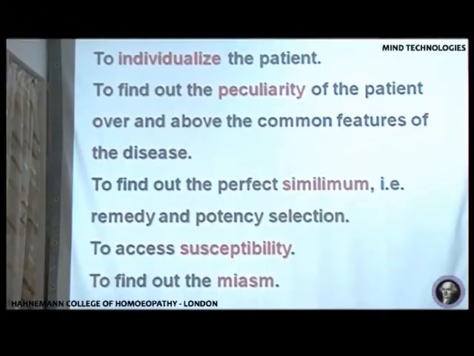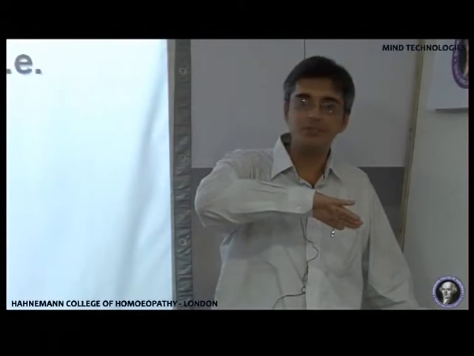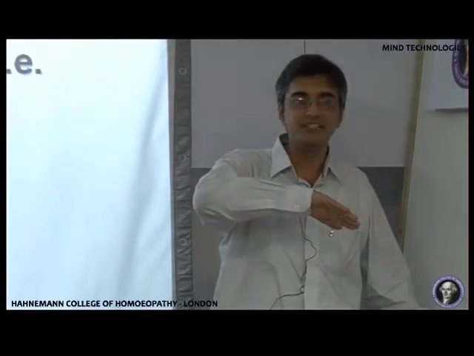How do you individualize? We find out what is the peculiarity in you. We start dividing what is common, what is characteristic. The next is to find out the similibum. By doing this further in the anamnesis, it helps us to understand the susceptibility of the person. How has the disease progressed? What has been the past? Whether in the past the person has reacted properly to his illnesses or not. Whether he has been able to recover from his problems or not.